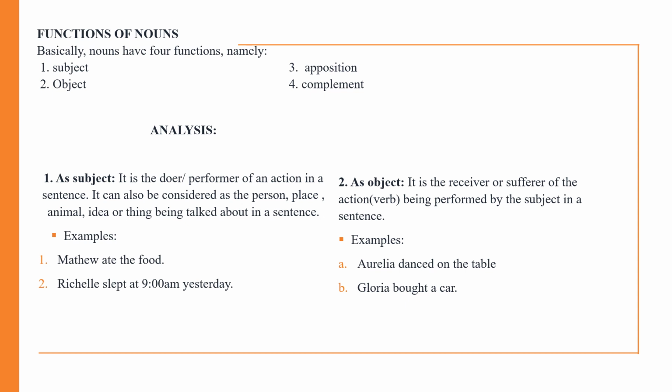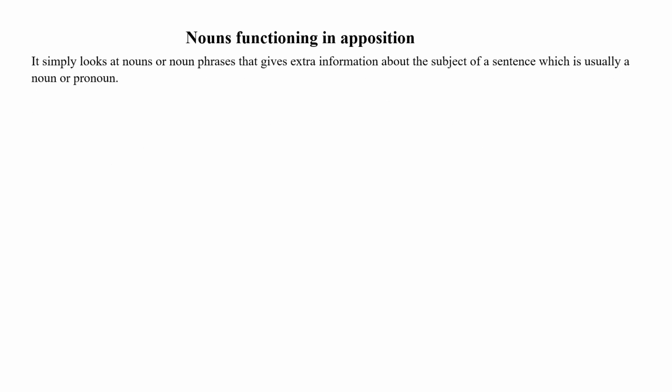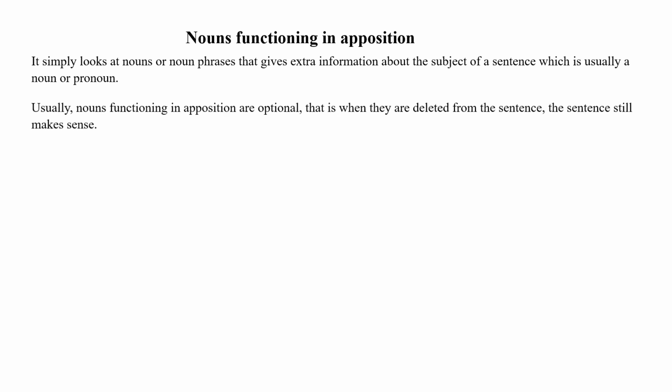Nouns functioning in apposition is the third function of noun that we are going to look at. It simply looks at nouns or noun phrases that give extra information about the subject of a sentence, which is usually a noun or pronoun. Usually, nouns functioning in apposition are optional. That is, when they are deleted, the sentence still makes sense on its own.